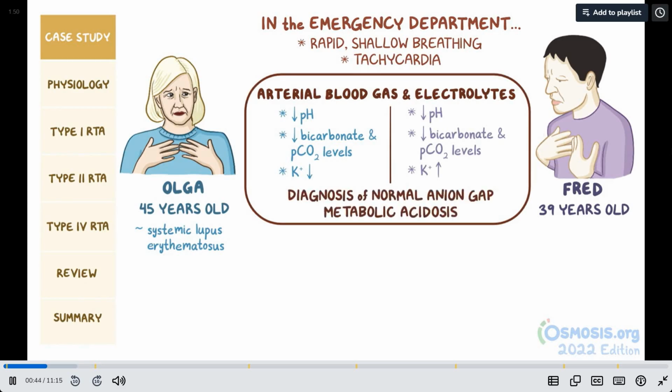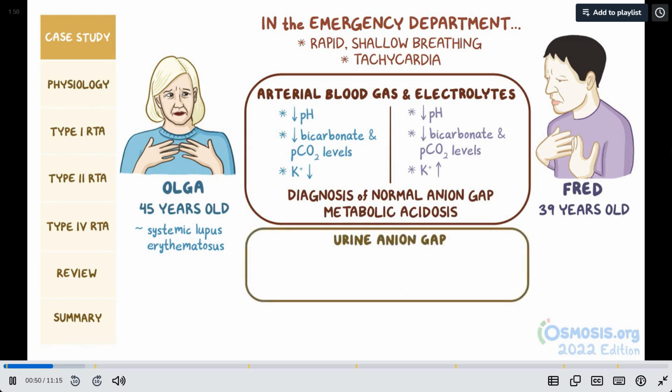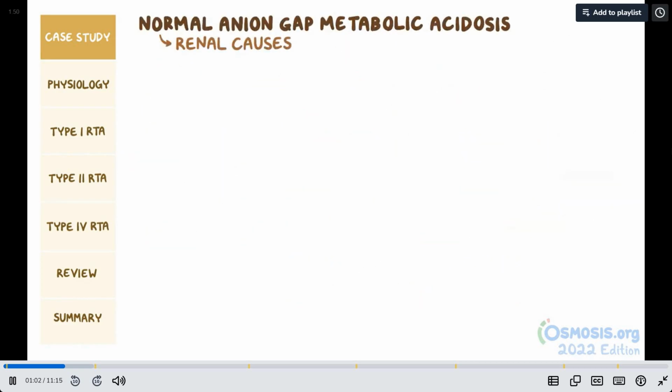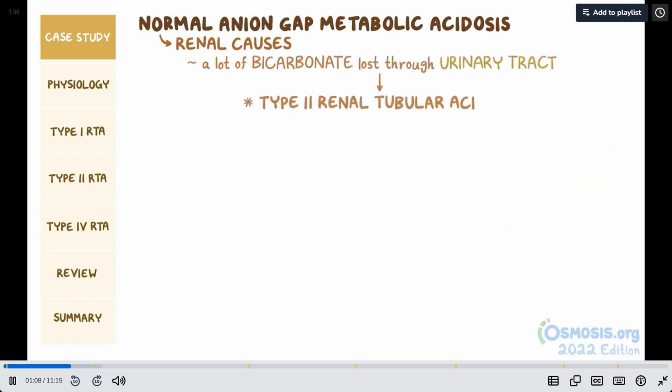In order to identify the cause of their normal gap metabolic acidosis, more investigations were done and the urine anion gap showed that both individuals had a low urinary anion gap, which suggests that the cause was renal. Alright, now a normal anion gap metabolic acidosis can have renal causes, like when a lot of bicarbonate is lost through the urinary tract, which happens in type 2 renal tubular acidosis.